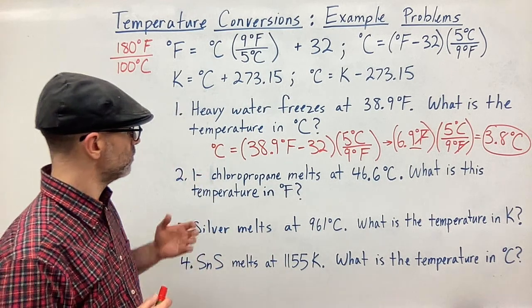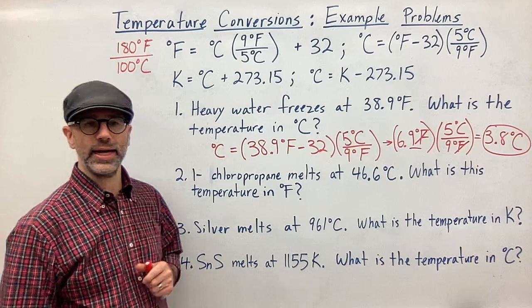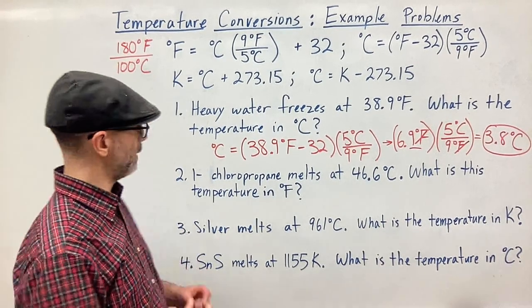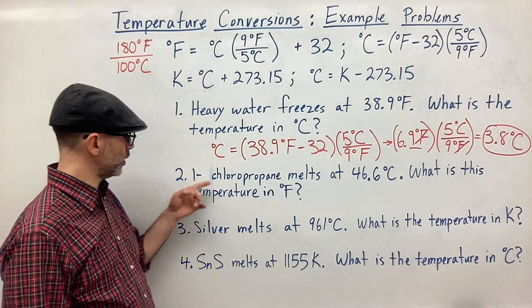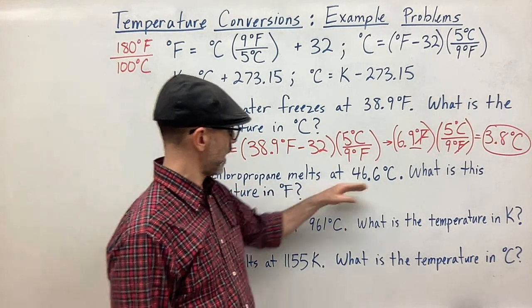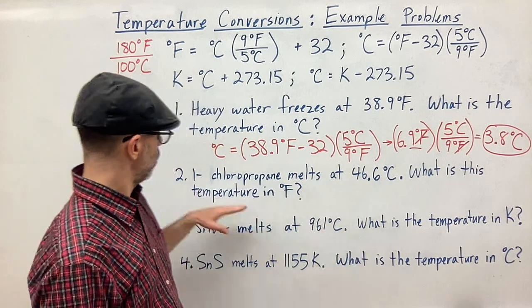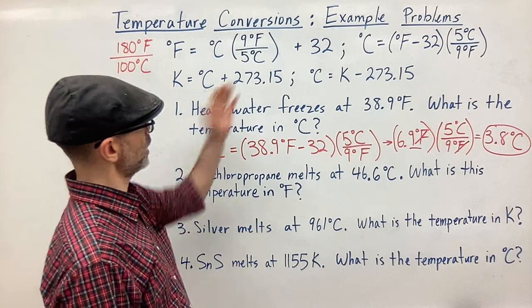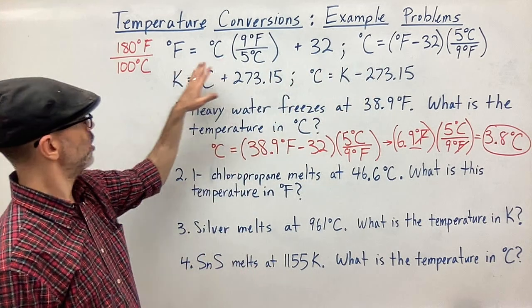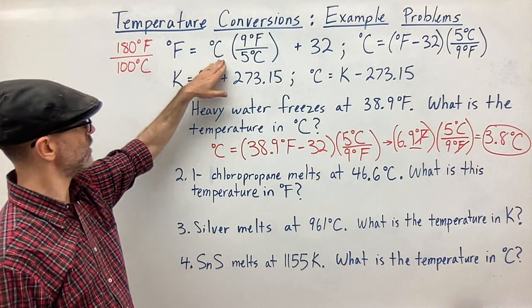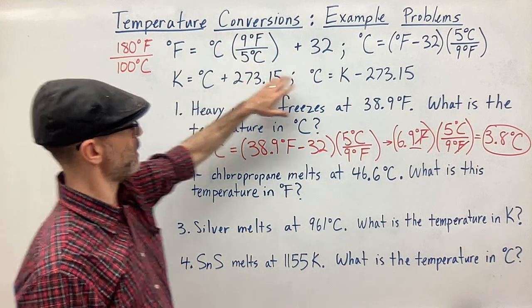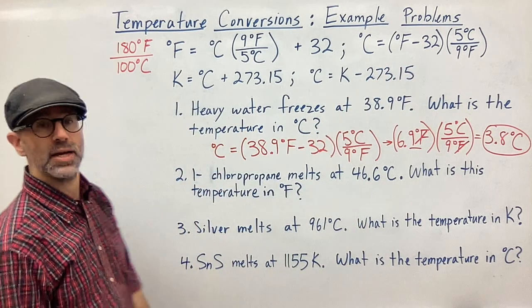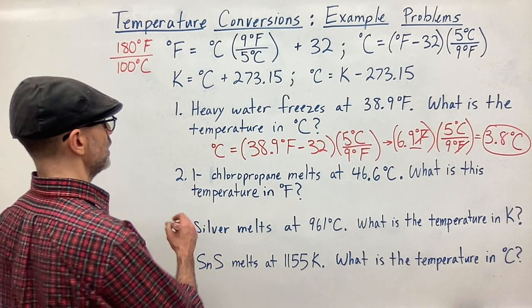Okay. What about number 2? Let's go ahead and do number 2. Okay. So in this one, we have 1-chloropropane melts at 46.6 degrees Celsius. What is the temperature in Fahrenheit? So now we're going from Celsius to Fahrenheit. So we're using basically the same equation, but now we want Fahrenheit and we're given Celsius. So we would use this form of it, which is basically the same as this equation, except now we've solved for Fahrenheit.